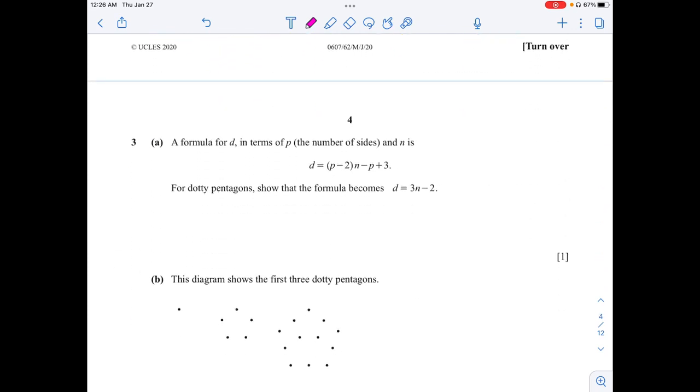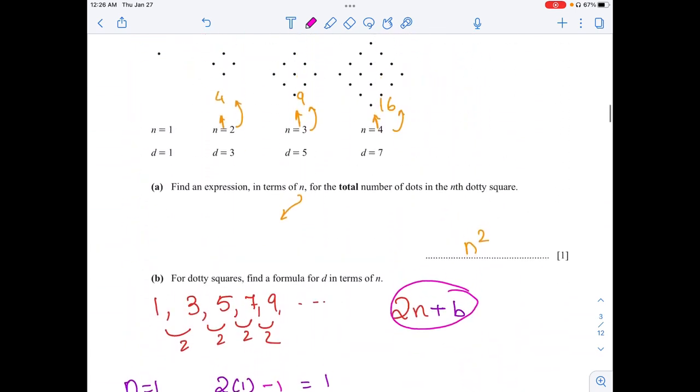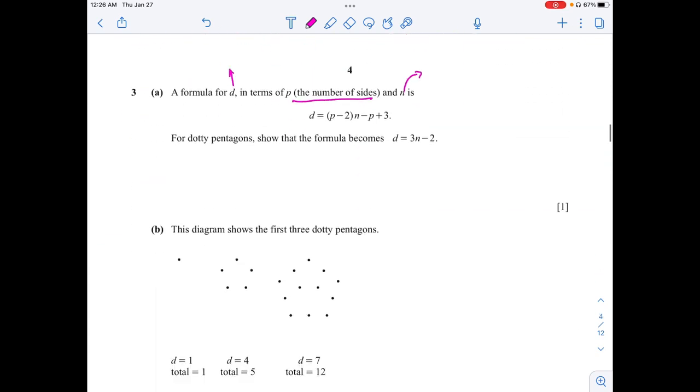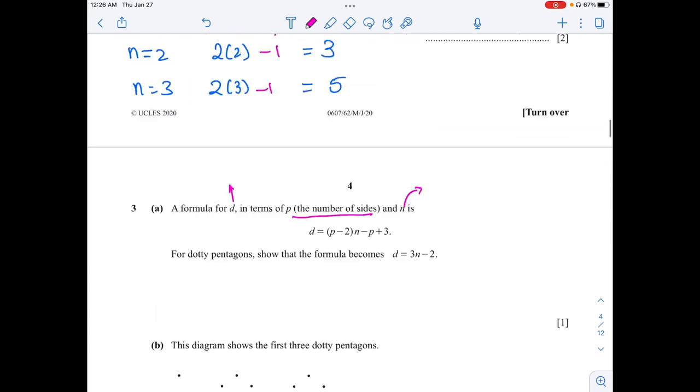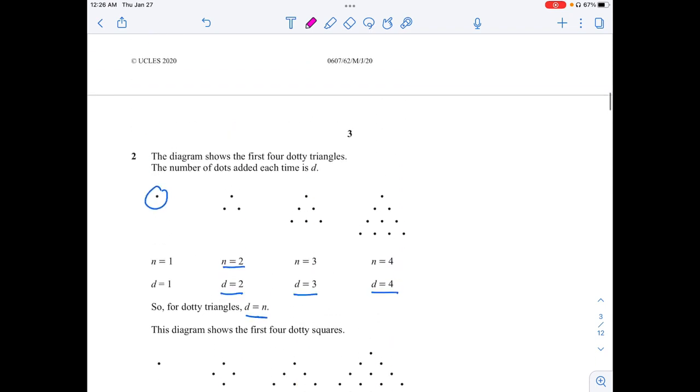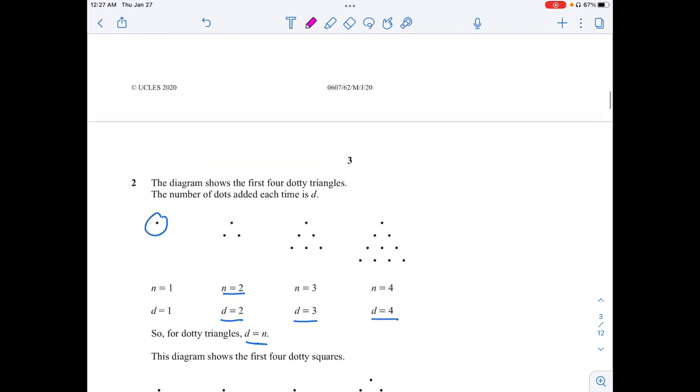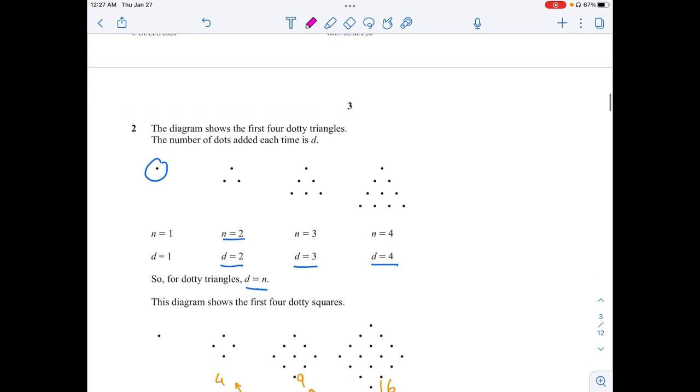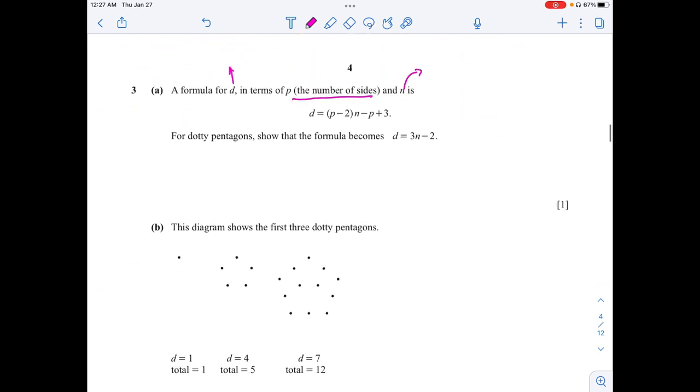A formula for d in terms of p. P is the number of sides and n, n is nothing but what? Number of dots on the sides. D is the number of dots. A formula for D in terms of P. So what is D? First of all, D is not the number of dots. It is the number of dots added. So a formula for D in terms of P. P is the number of sides and N is the number of dots on the sides.